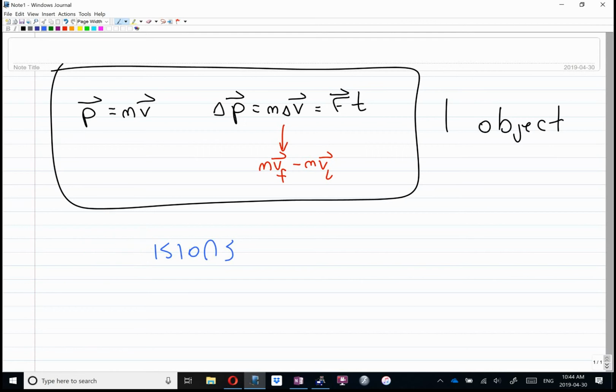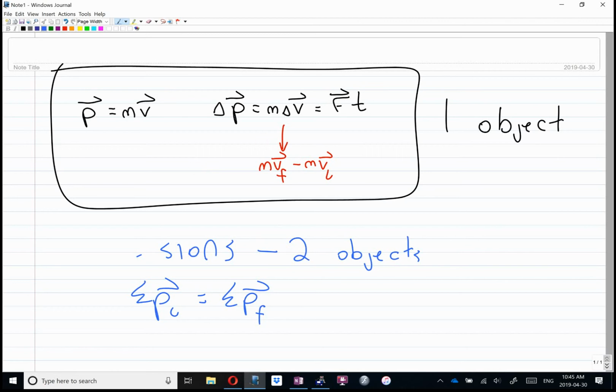When we have more than one object, when we have collisions, or when we have explosions, when we have two objects, we're using the idea that the total momentum that we start with, wham, they collide, or bang, they blow up, has to equal the total momentum that we finish with. And so we write every momentum starting as mass times its velocity, and every momentum ending as mass times its velocity. And then we can figure out what's missing.